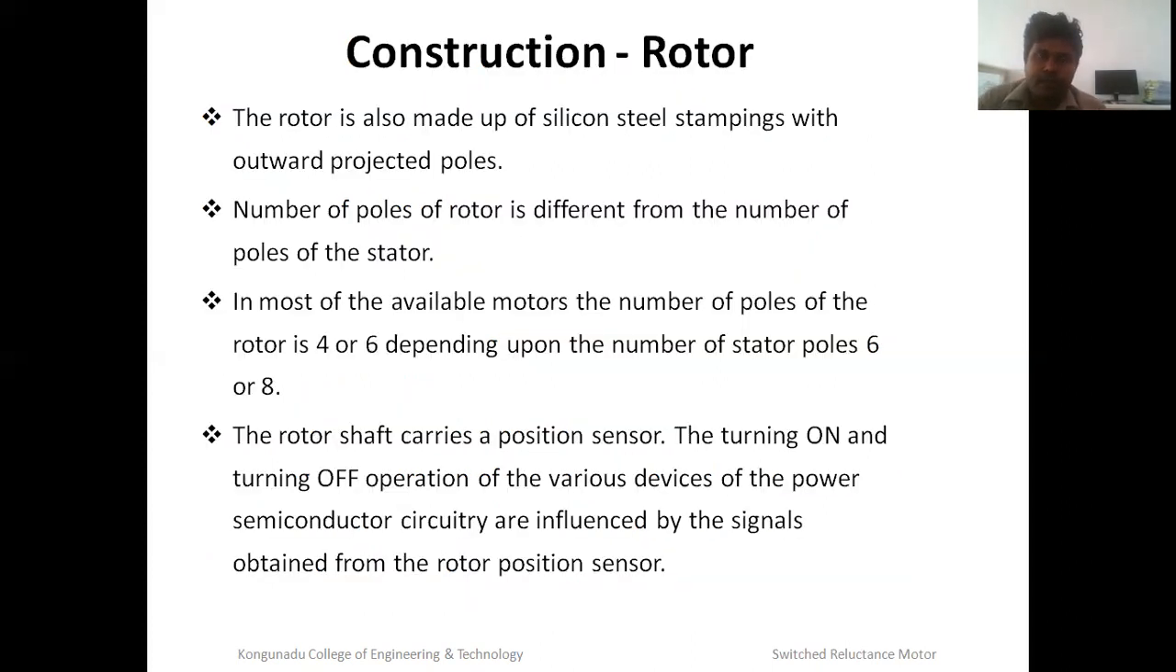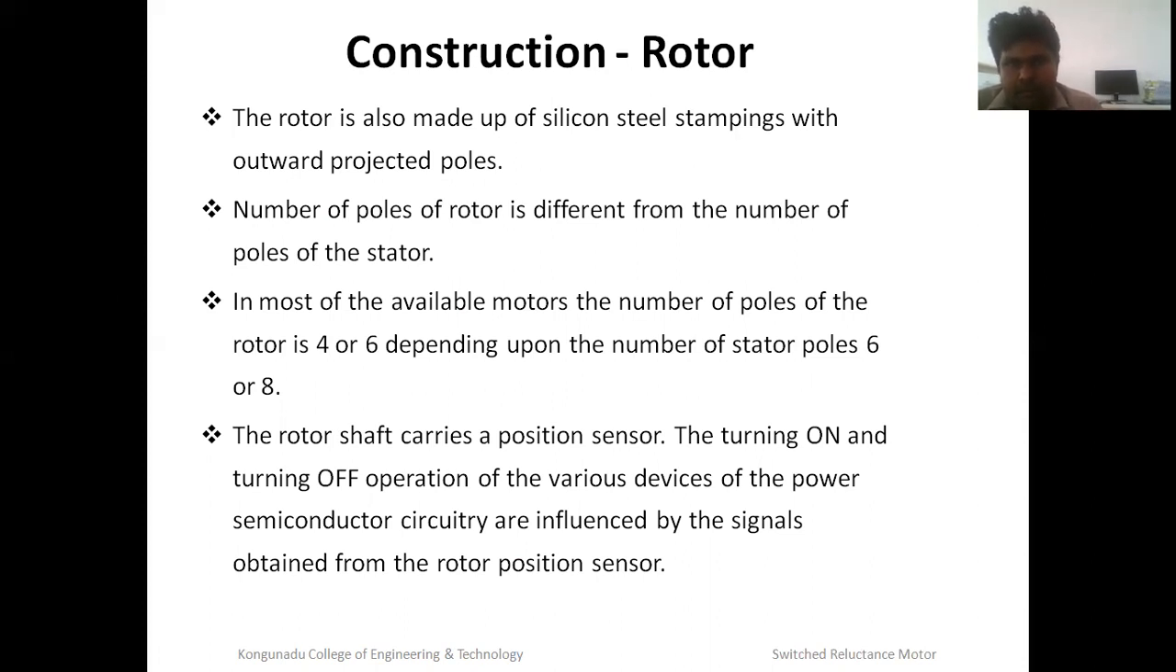This is the construction of the stator. And next we're going to discuss the construction of the rotor. The rotor is also made up of silicon steel stampings, but the notable point is outward projected poles. The stator is made up of silicon steel stampings with inward projected poles, while the rotor has outward projected poles. The number of rotor poles is different from the number of stator poles.